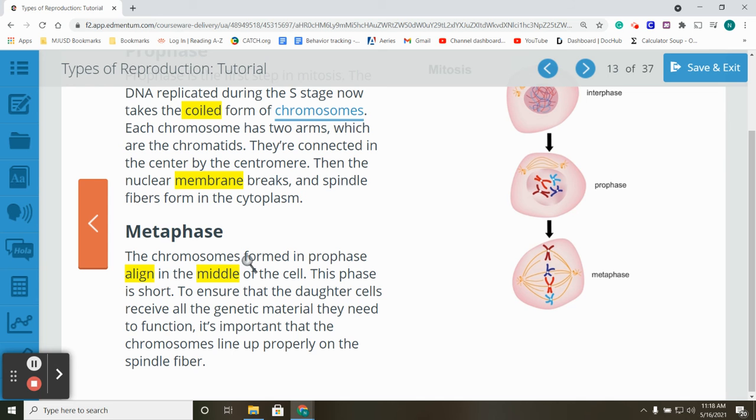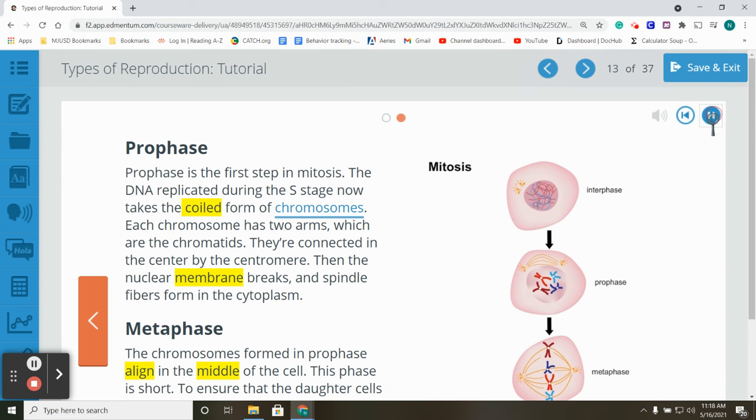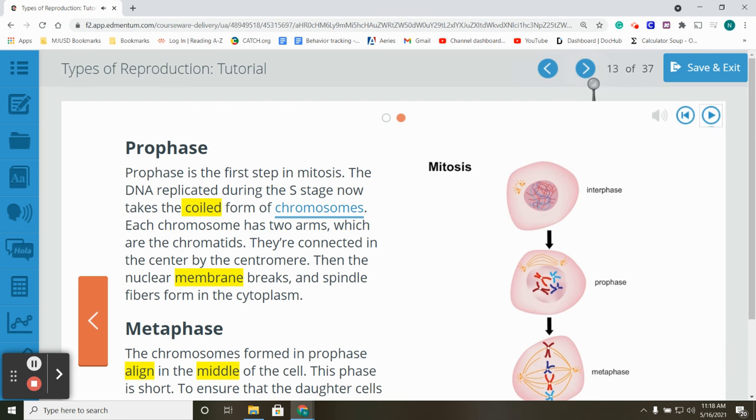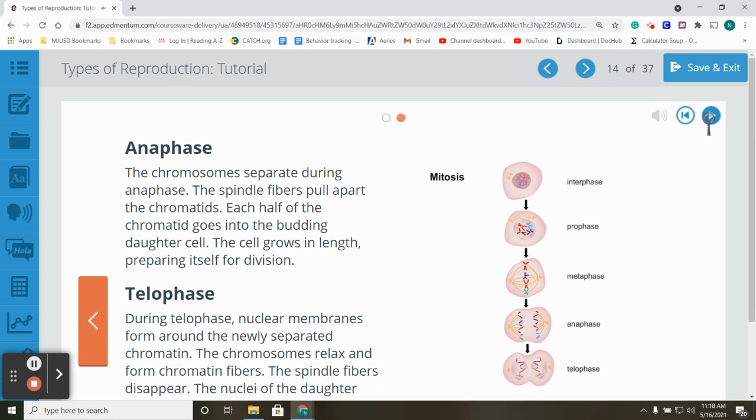Metaphase. The chromosomes formed in prophase align in the middle of the cell. To ensure that the daughter cells receive all the genetic material they need to function, it's important that the chromosomes line up properly on the spindle fiber. Telophase. During telophase, the nuclear membrane forms again.